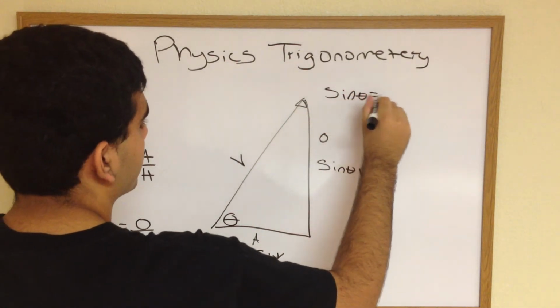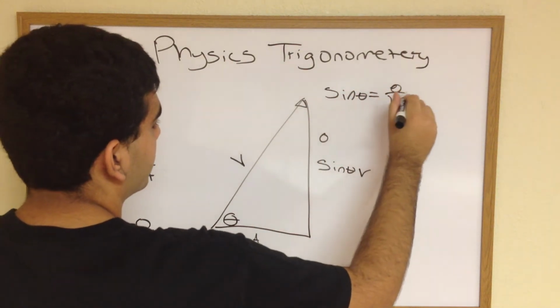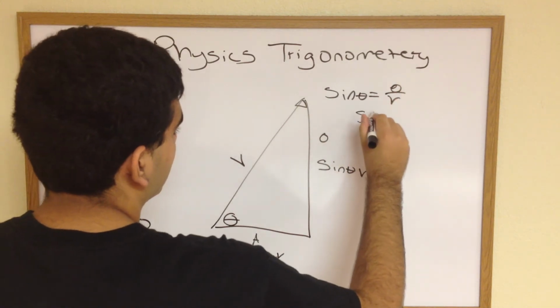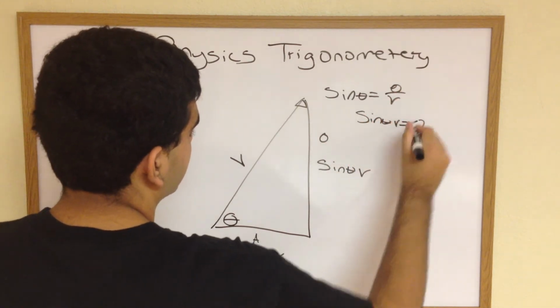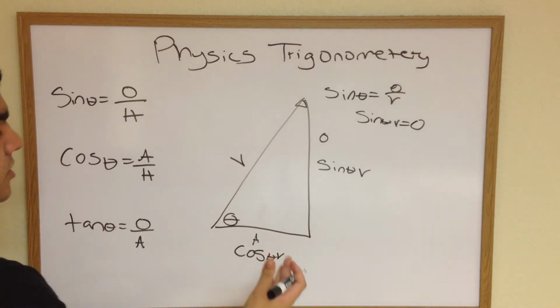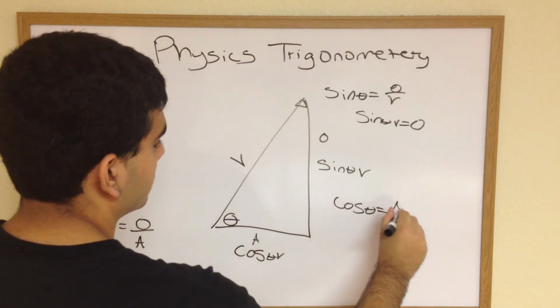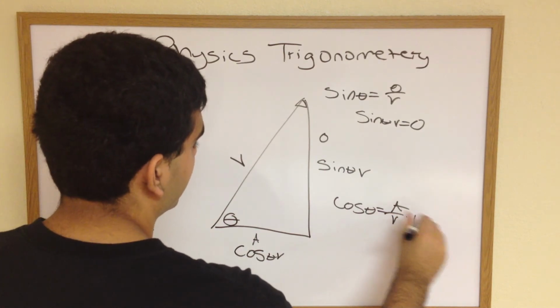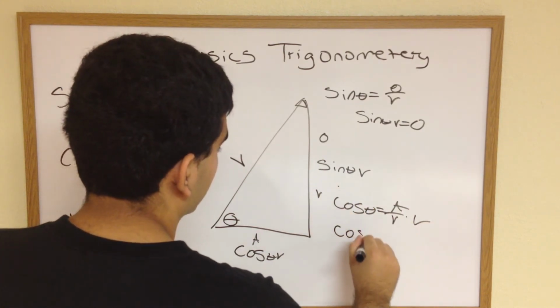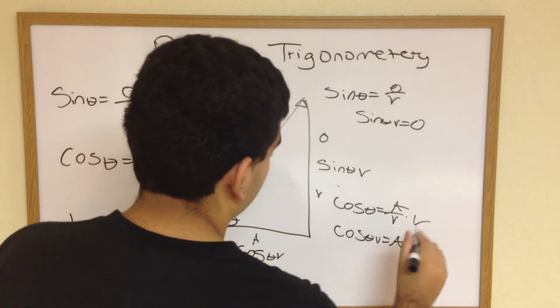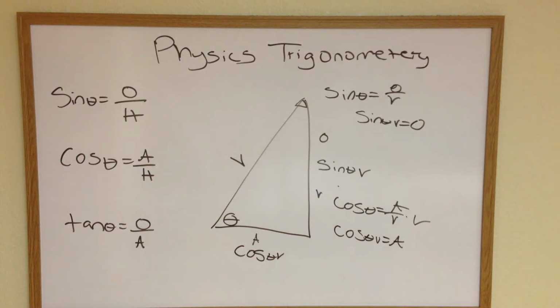Sine theta is opposite over hypotenuse, multiplied by V on both sides. Sine theta V is the opposite side. Then we know our cosine theta equals the adjacent over the hypotenuse, multiplied by V on both sides. And we get cosine theta V equals our adjacent side. And it's really just that easy.